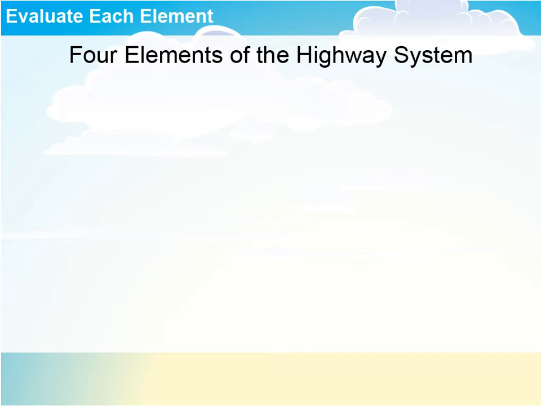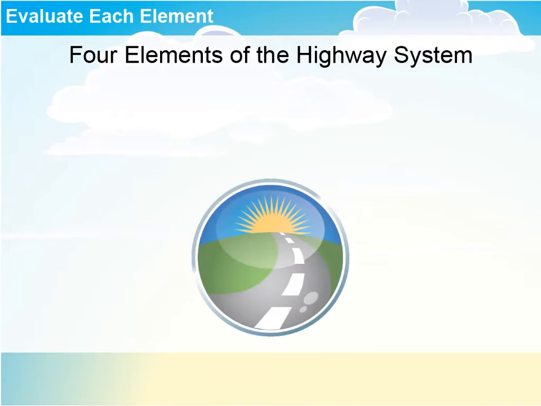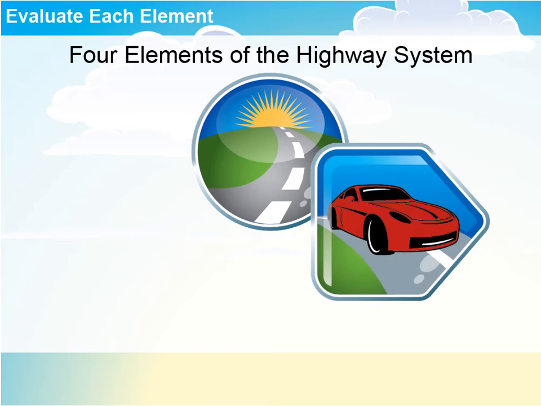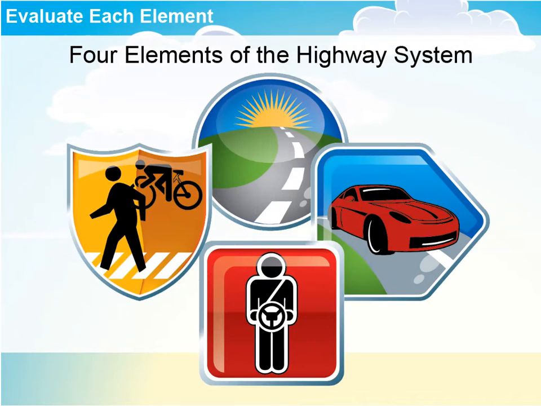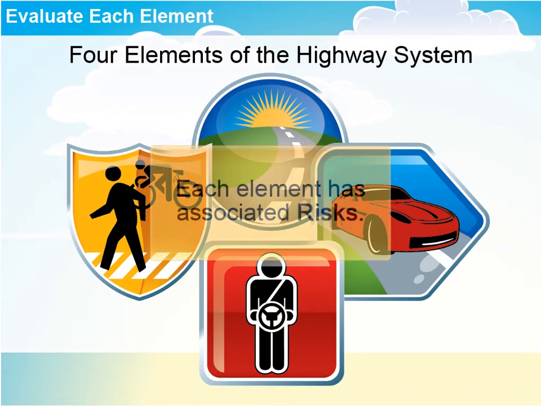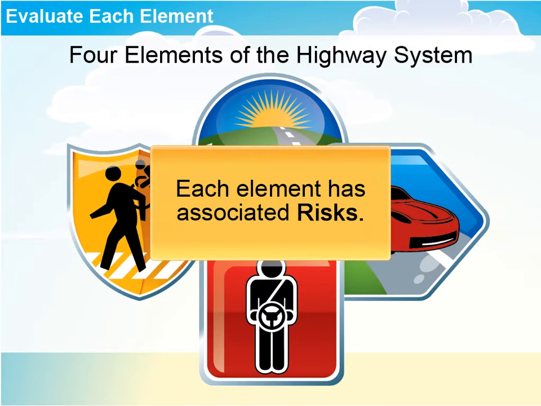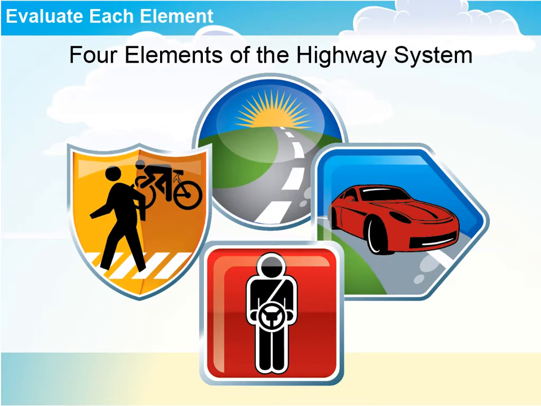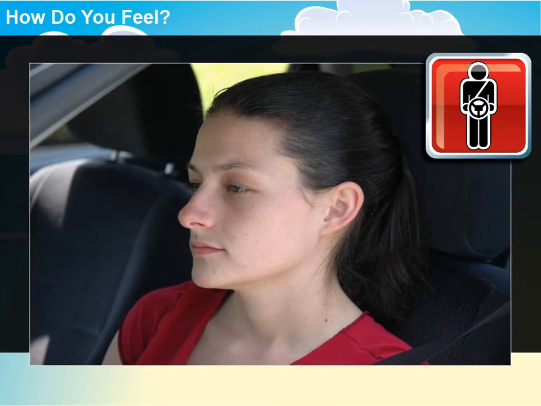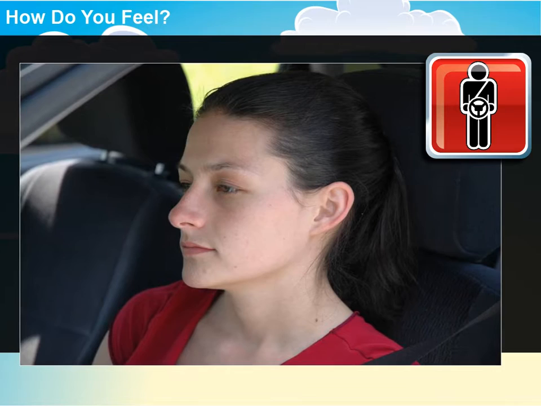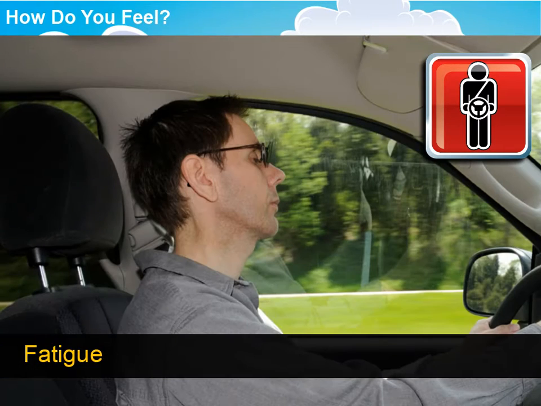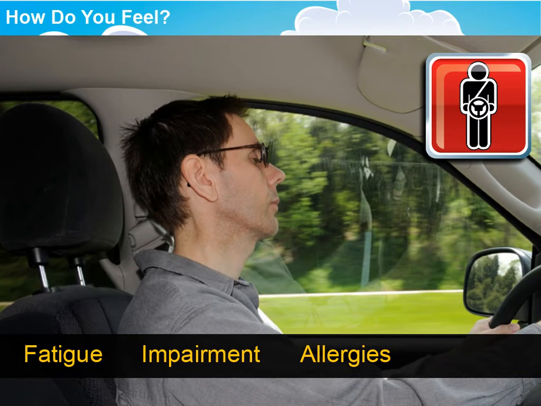Remember the four elements of the highway system: the roadway, vehicle, driver, and other road users. Each element has associated risks. Evaluate these elements for their risk potential before and during your drive. Evaluate your risk as the driver. Consider things such as fatigue, impairment, allergies, and illness.